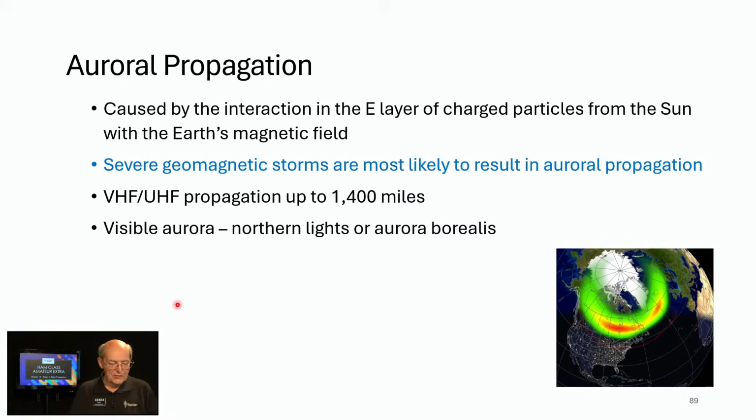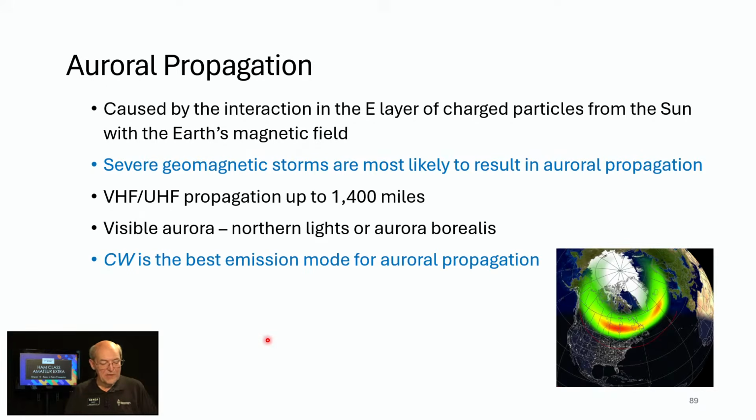Now we have the visible aurora when we get these charged particles coming into the Earth, and here's a picture of aurora. About a week or so ago, we had a fairly severe magnetic storm, and we were able to see the northern lights all the way into Georgia and South Carolina, which is rare. It's the same effect. Of course, we're not bouncing radio signals off the light, but it's that same effect of those charged particles coming into the Earth's magnetosphere. And CW is the best emission mode for auroral propagation because it's so fuzzy and shaky. Gary was successful on sideband, but most people consider CW the best way to communicate when you're there.